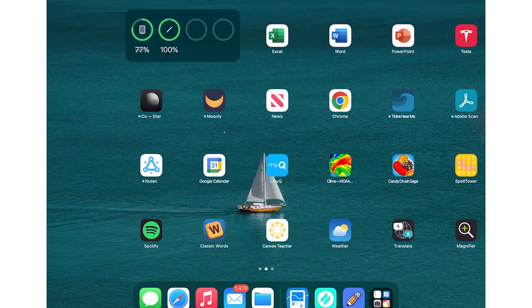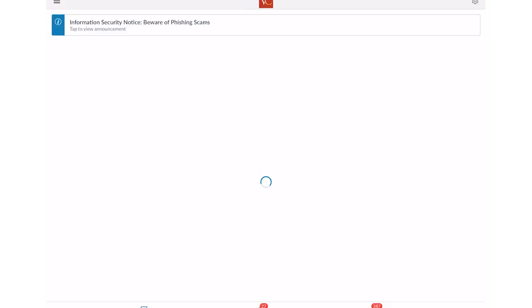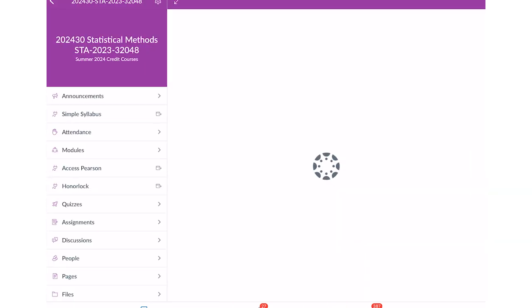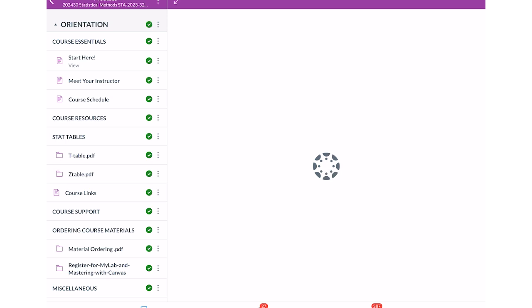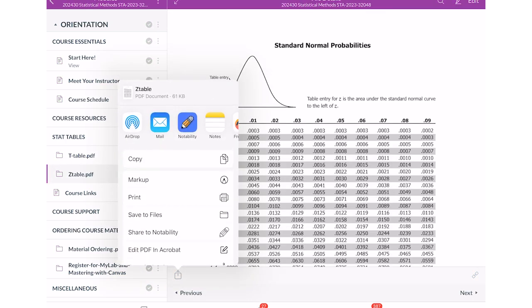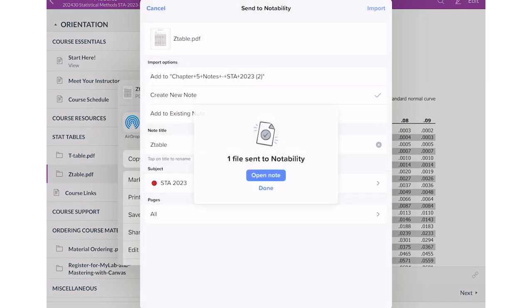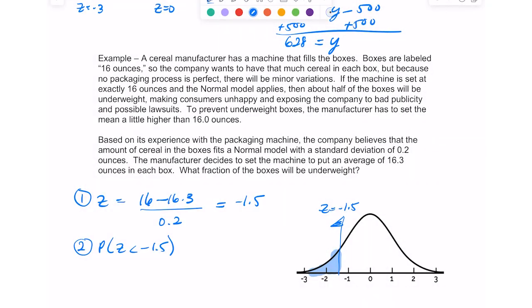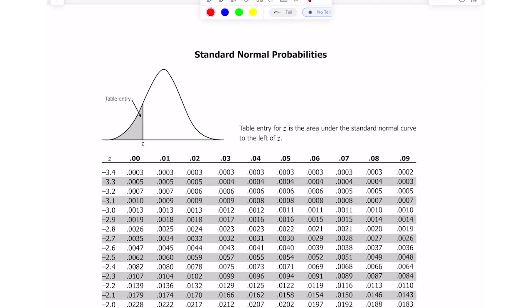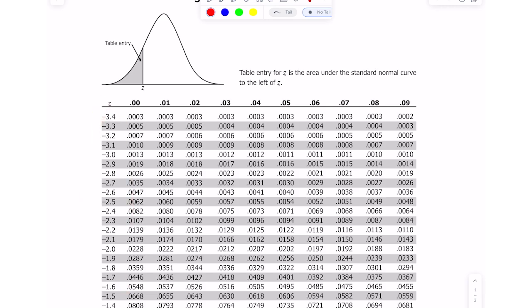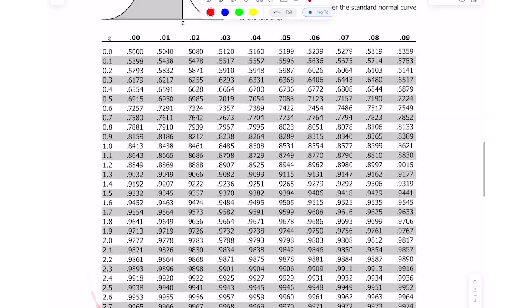If you go into Canvas and go to our class in the modules, you can see that I provided under stat tables the z table. I'm going to take that and place it in Notability so that I can write on it. We had a z-score of negative 1.5. There are going to be 2 pages to this. This is where your z is negative. This is where z is positive.